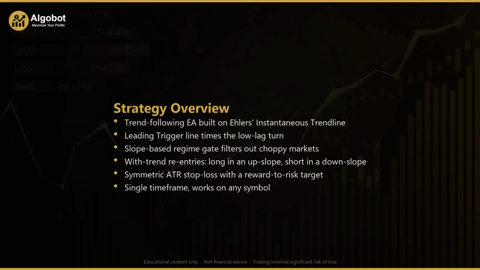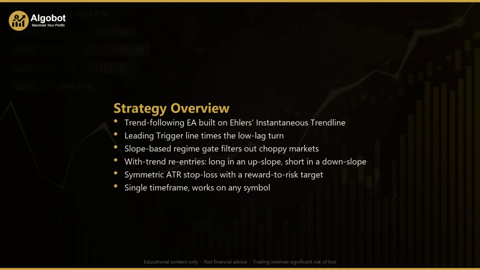The engine behind the strategy is John Ehlers' Instantaneous Trendline, often shortened to iTrend. This is a recursive smoother of the median price, the average of each candle's high and low. What makes it special is that it removes much of the lag that ordinary moving averages suffer from, so it tracks the market's direction more closely and with less delay. Alongside it sits the trigger line, which is a 2-bar projection of the trend line. Because the trigger leads the trend line slightly, the moment the two cross tells you the exact bar where the smooth path has turned.